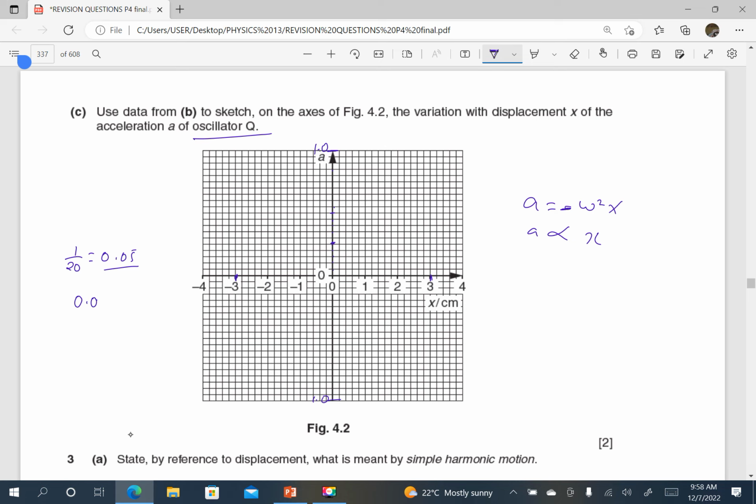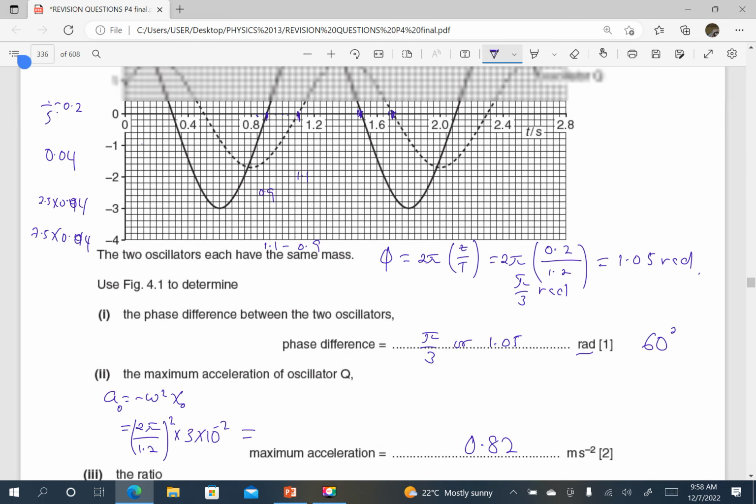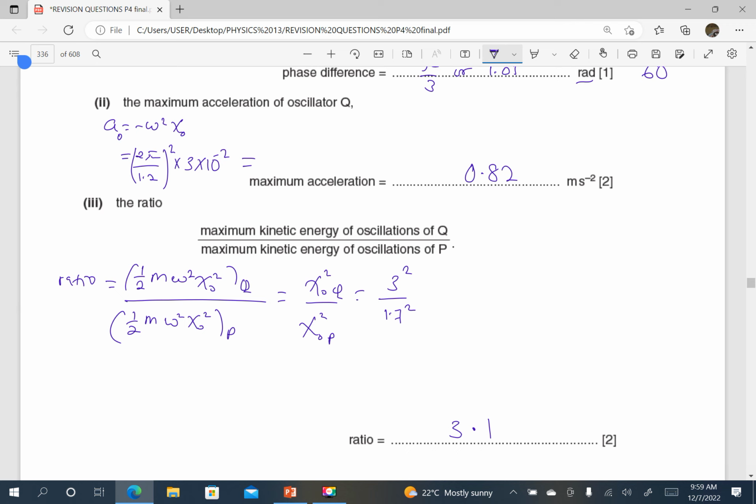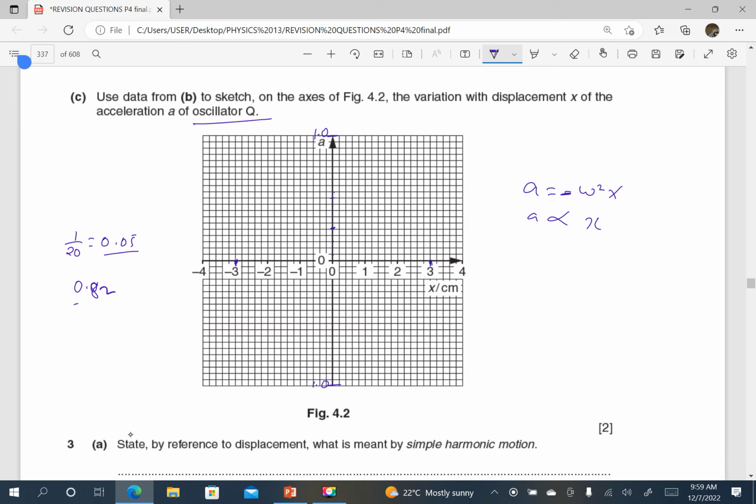I will divide 0.82 by the scale, which is 0.05. I think these are 16. 0.82 divided by the scale is 16.4. That is about 16.4 small squares, approximately 16 and a half. 1, 2, 3, 4, 5, 6, 7, 8, 9, 10, 11, 12, 13, 14, 15, 16 and a half, almost.